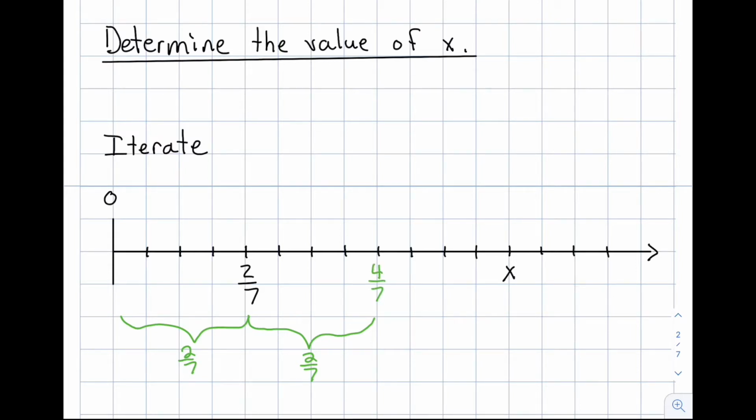If I go another 4 spaces, then I've gone another 2/7. 2/7 plus 4/7 is 6/7. So x in this case is 6/7. This problem worked out nicely, just recognizing that every 4 spaces on the number line represented a length of 2/7.